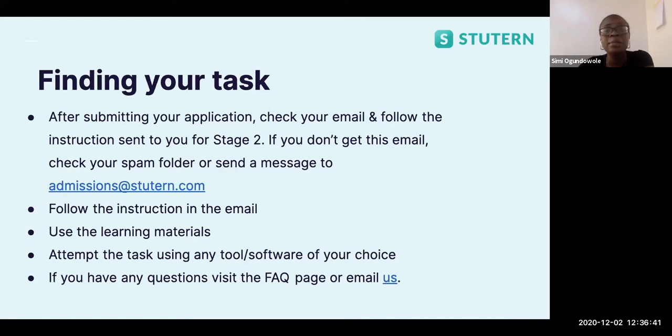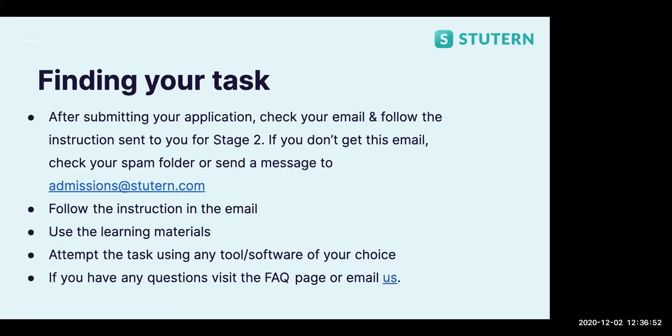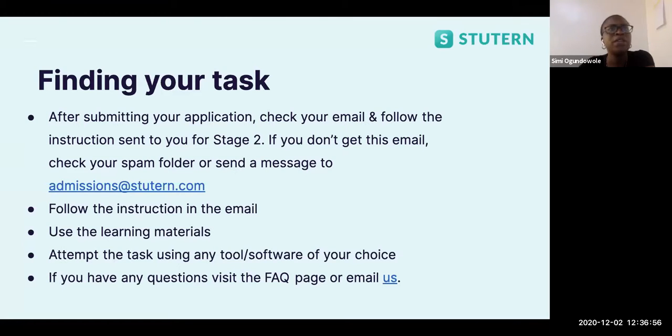The email that you get, did anybody not get the email here? Or does everyone have that email? I just need confirmation. I got the email. Okay. If you didn't get the email for whatever reason, please send an email to admissions@stutern.com. In that email there are also some learning resources that you're supposed to go through, some videos you can watch and some tutorials you can read that will guide you and show you how to do this task. But we understand that some people might have challenges doing that. So that's why we're doing this.